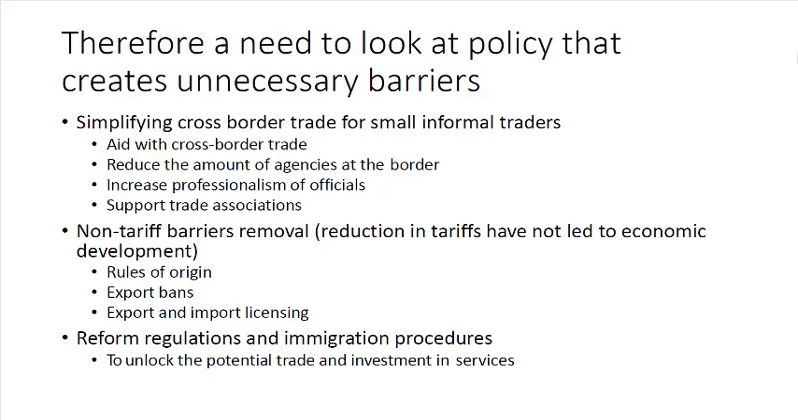And then also looking at increasing the professionalism of officials, trying to remove the bribery and people pushing others forward in the line and all those types of things. So that is important to look at. And then we also need to help with supporting trade associations. So we address those issues that might help with simplifying cross-border trade.